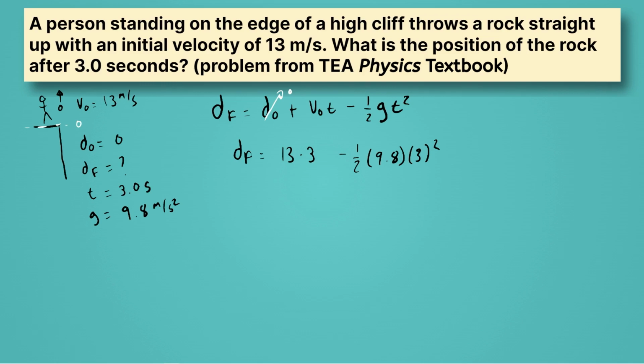Notice, if this term ends up being bigger, we're going to get a negative number, which means it will have dropped below the cliff. On the other hand, if this first term is bigger, we will know that actually it's going to be above the cliff. So what do we get?